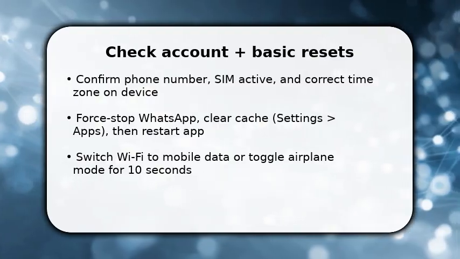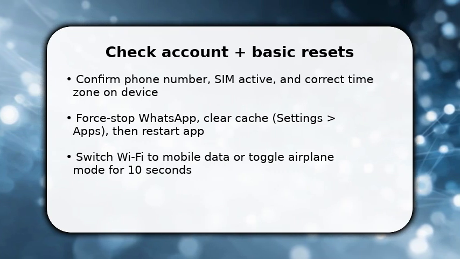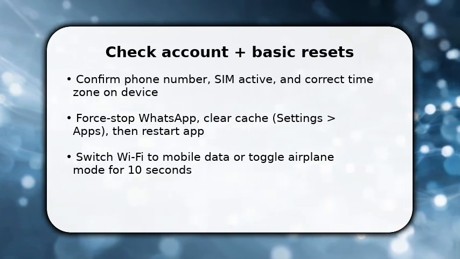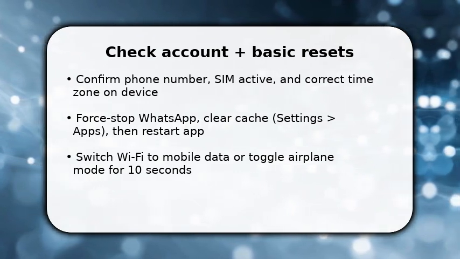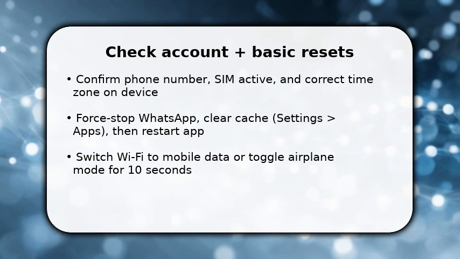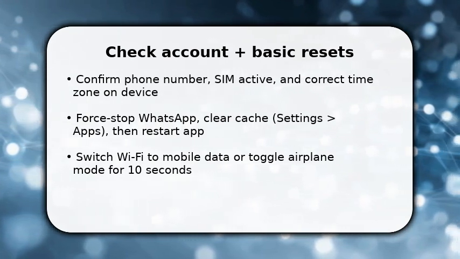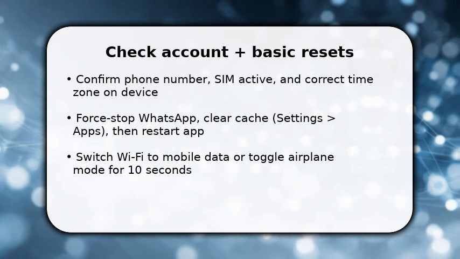You start by verifying your account details and connections so steps work. Confirm your phone number and SIM are active, and set device time to automatic so tokens match. Once done, force stop WhatsApp and clear cache in settings to remove stale data, then relaunch.